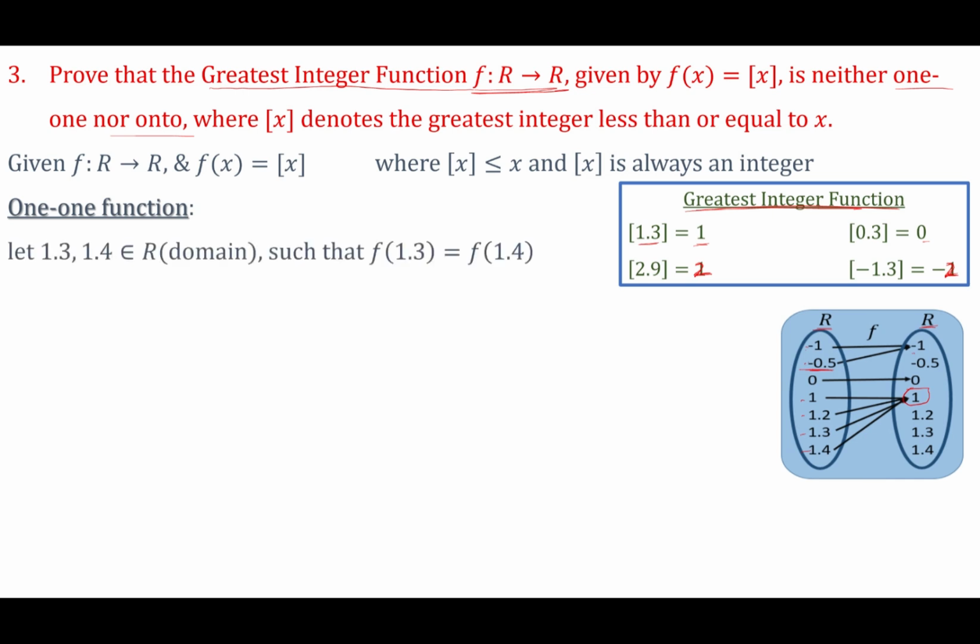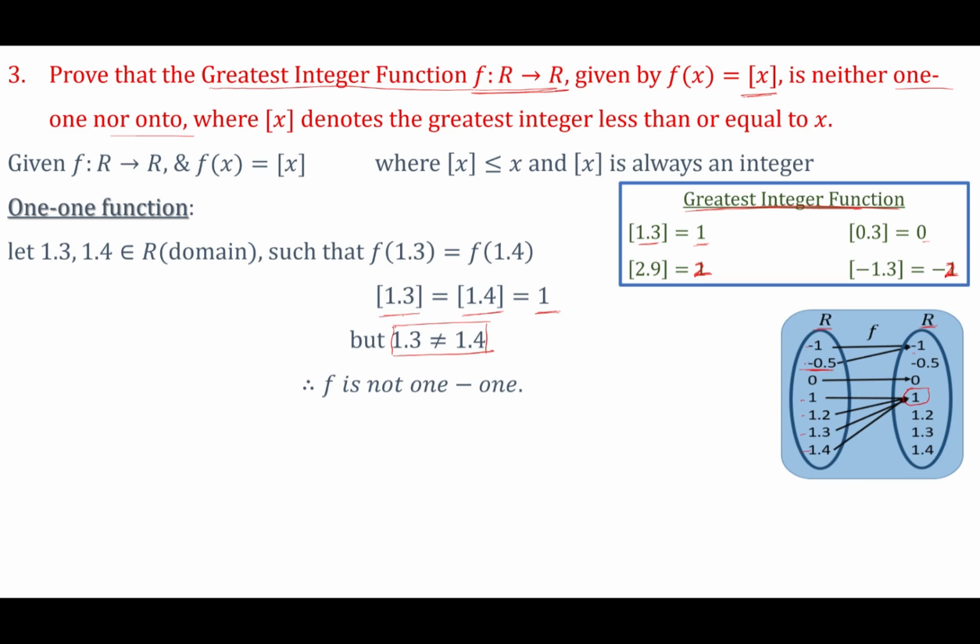We know that, let 1.3 and 1.4 belong to domain such that f of 1.3 is equal to f of 1.4. F of x is defined as greatest integer function of x, which means greatest integer function of 1.3, and f of 1.4 is nothing but greatest integer of 1.4. The greatest integer function of 1.3 and 1.4 is 1 only. But 1.3 is not equal to 1.4, which means the given function is not 1, 1.